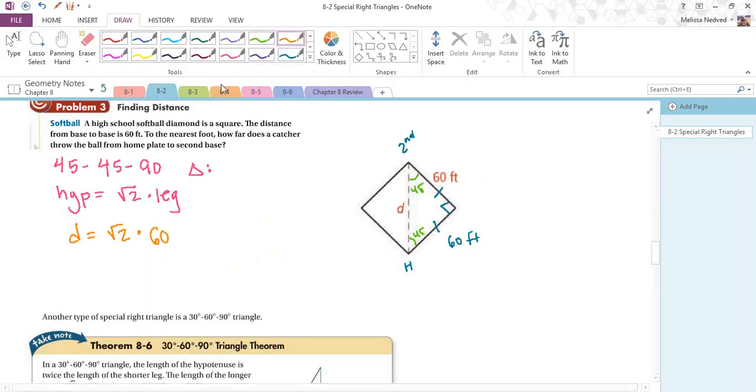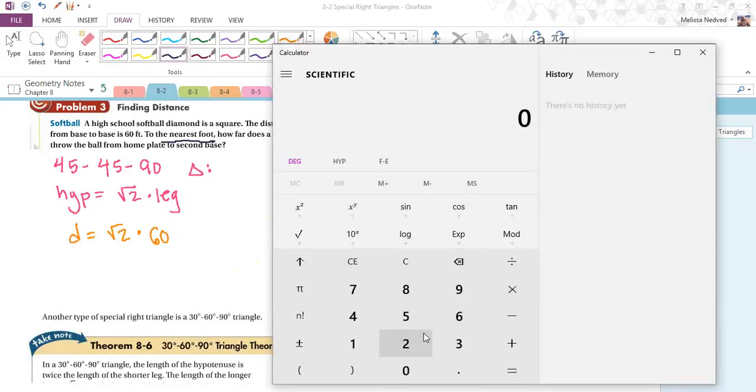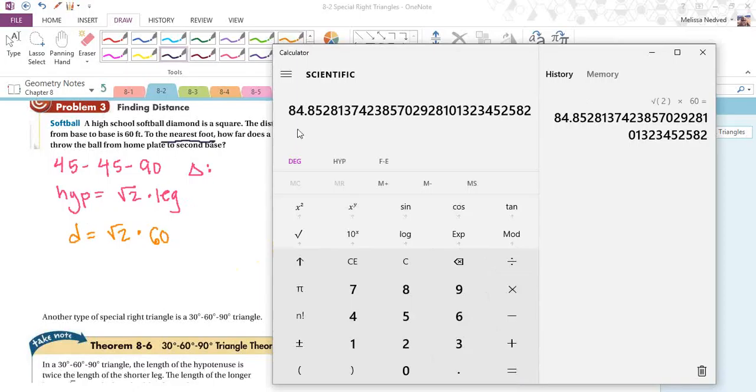Now, always pay attention to what you're asked for. In this case, I'm asked for the distance to the nearest foot. So I don't want to leave my answer as 60 root 2 like we had in the previous problems. I want to actually figure out to the nearest foot what is 60 times the square root of 2. So grab your calculator. I'm going to start with the square root of 2. Using this calculator, you put the 2 first, then click the square root button, and multiply by 60. To the nearest foot, I'm going to round this up to 85 feet.